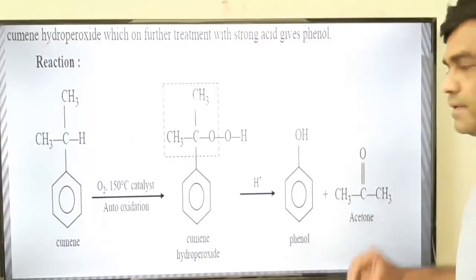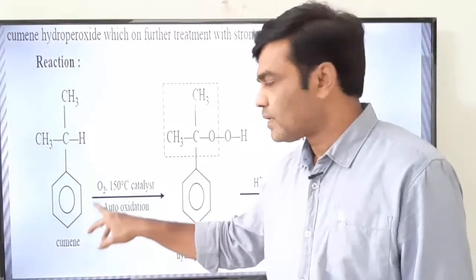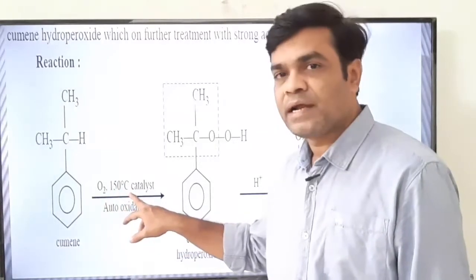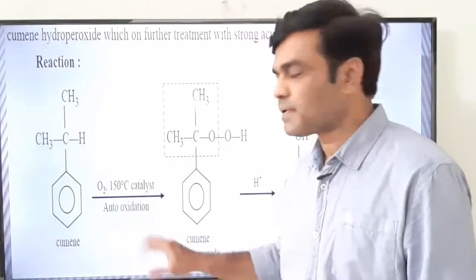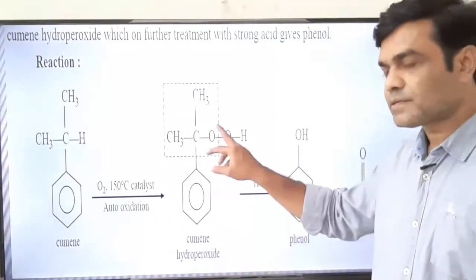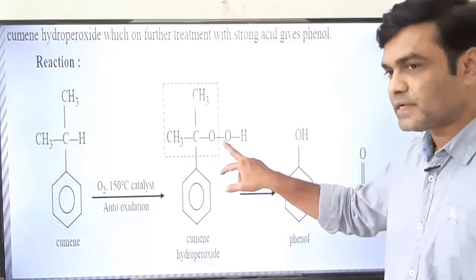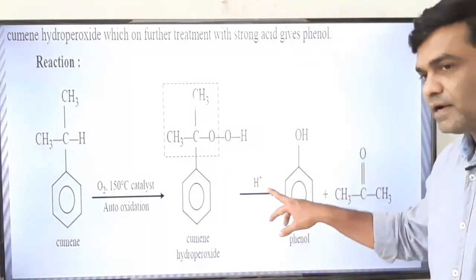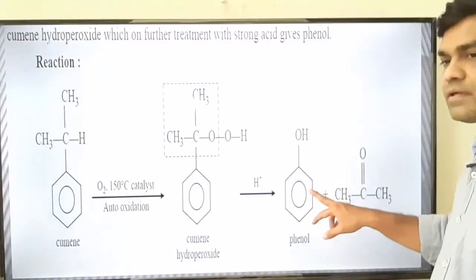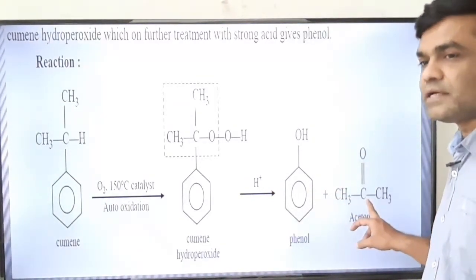I am repeating again, cumene on reaction with oxygen at particular temperature in presence of catalyst, first gives peroxide, and then on hydrolysis we get the phenol, and the byproduct is acetone.